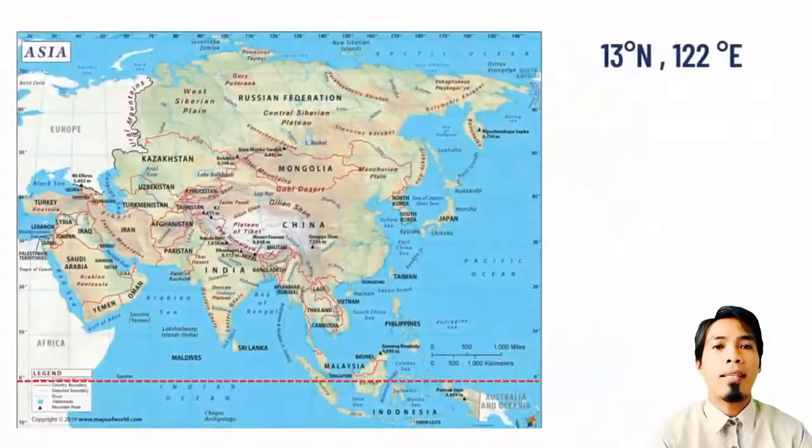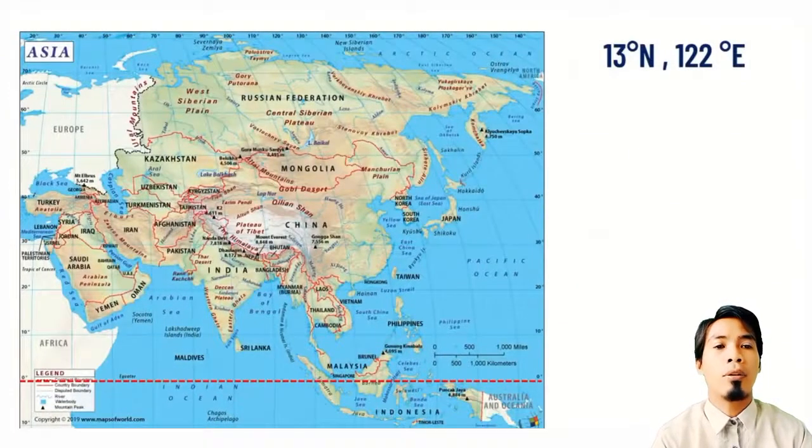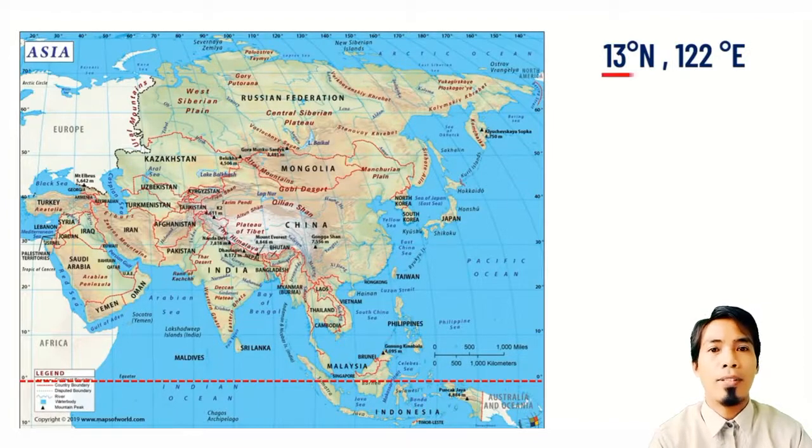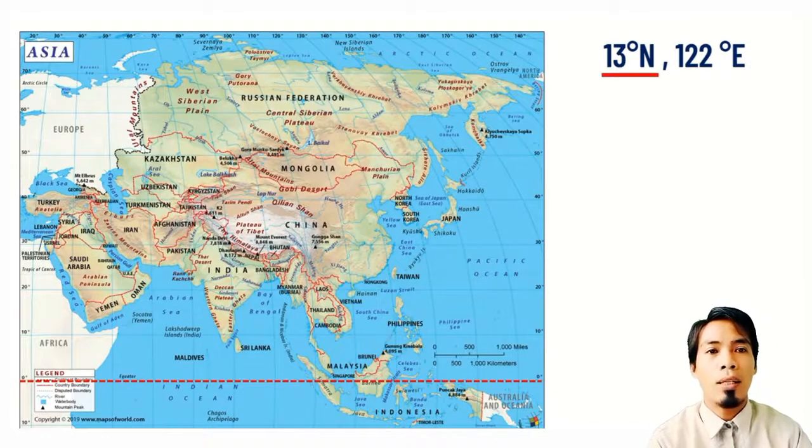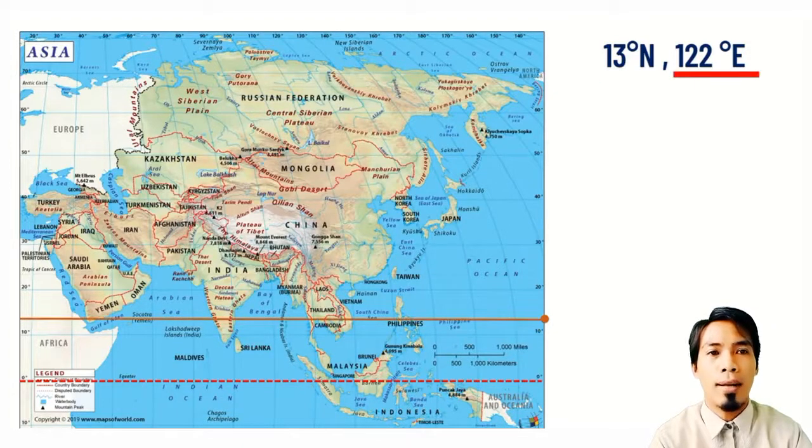Next, what place is located at 13 degrees north and 122 degrees east? The first step is to find the location of the latitude, which is 13 degrees north. In this case, here is the location of 13 degrees north. Then, we will draw a horizontal line. The second step is to find the longitude, which is 122 degrees east. Here is the location of 122 degrees east. Then, we will draw a vertical line.